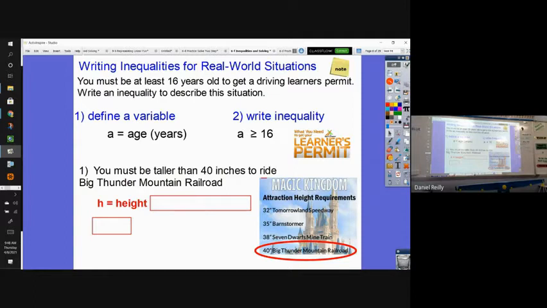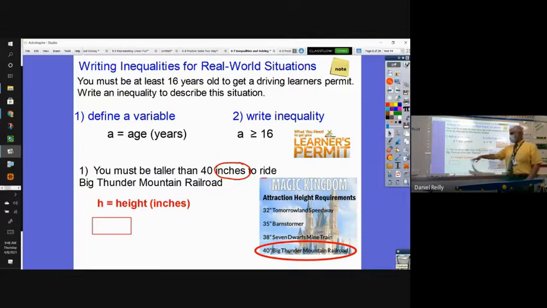Because, is it height in feet, meters, centimeters? Yes, Roman? There's units, right? This tells me that my height has to be in inches. So when I define the variable, I have to say what the units are. It's probably the most important part. This is why Cole saying I equals inches is really a safe way to go.